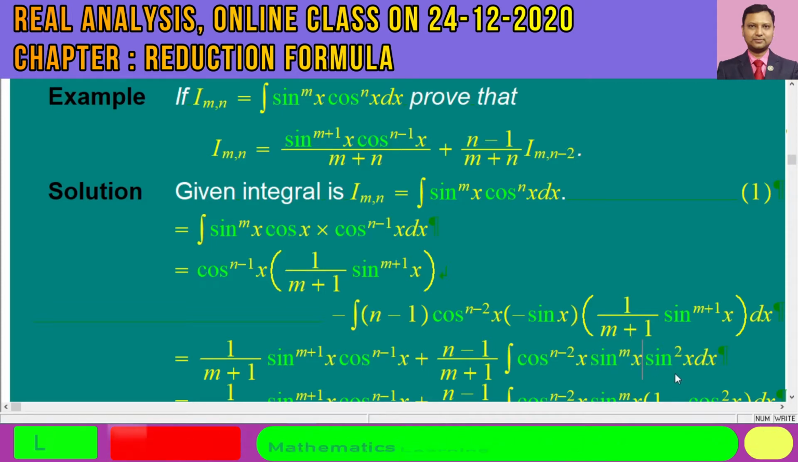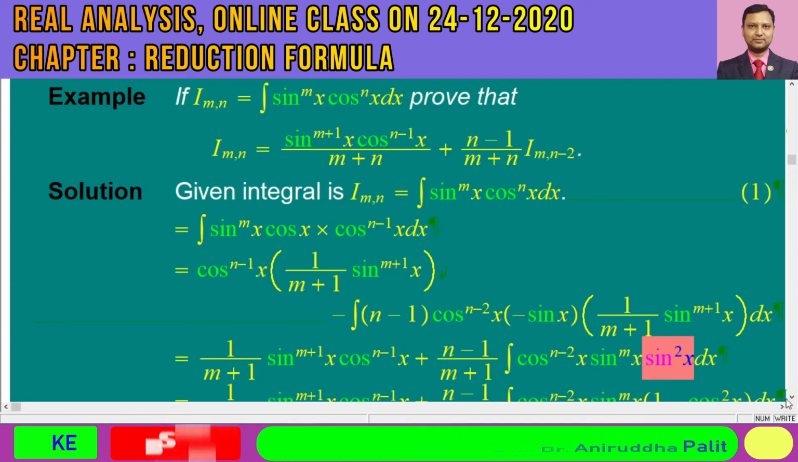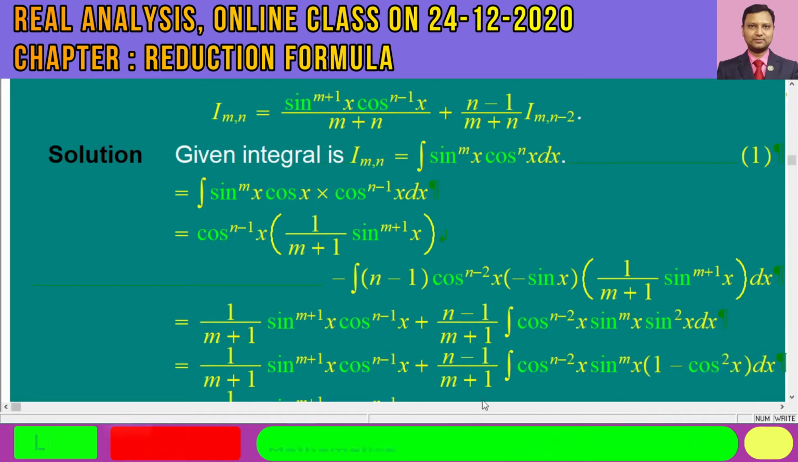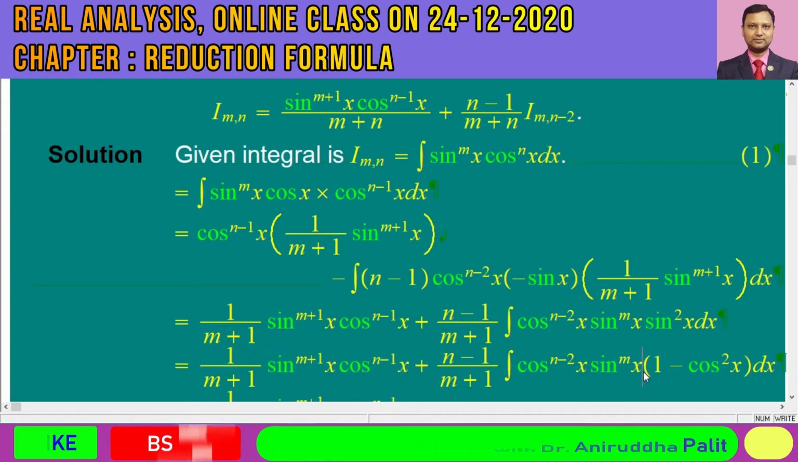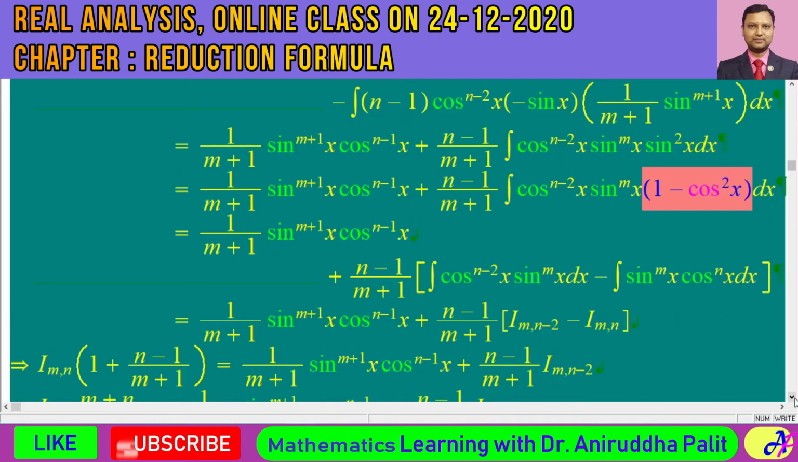Why? Because in the next line my target is to decompose this sine square x into 1 minus cos square x. I am not changing the first term at all. This much is the change over here.